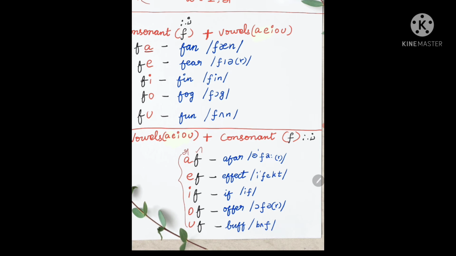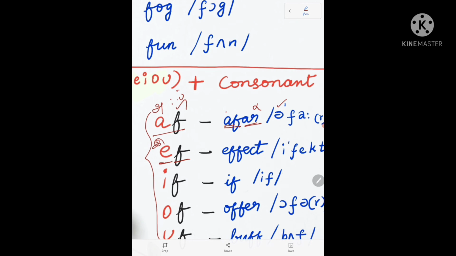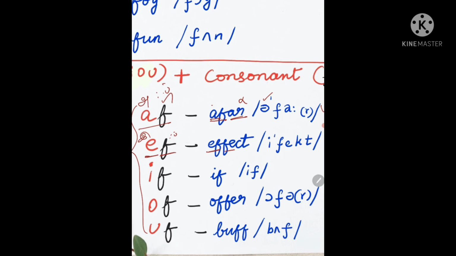A, a if, af, af, a, af, a silent r, afar, a sound, afar. E, if, e if, e e key. If, fe. Ik, it, seek, ik, t, it. Okay, what? T kit, C kit, if, E, fe.